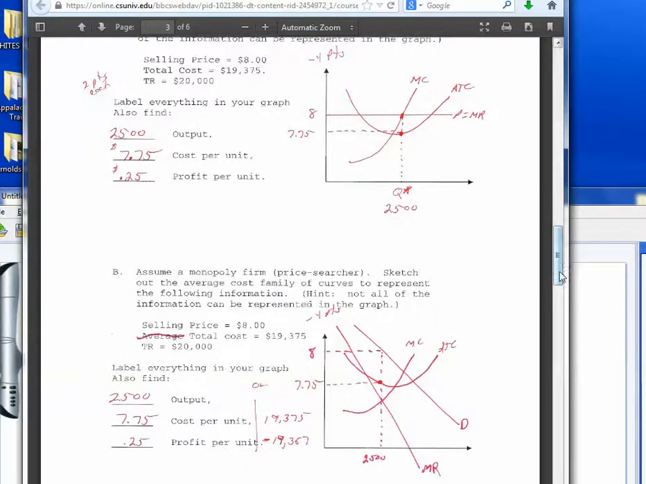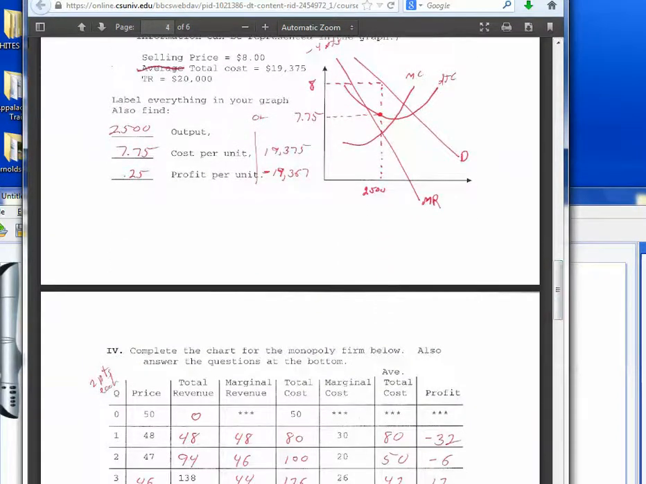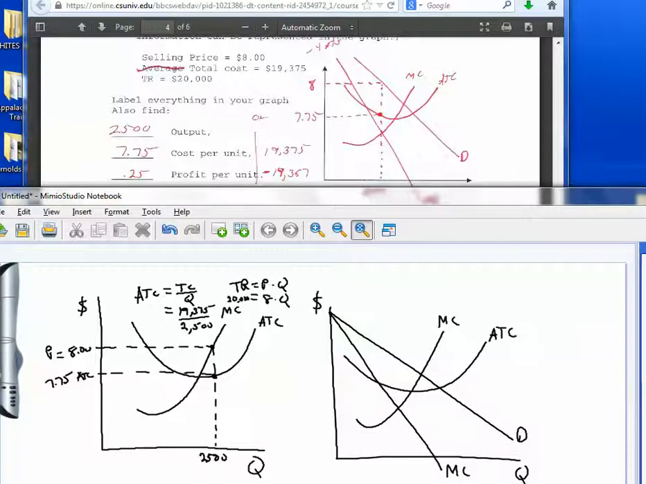In the second problem, the data is the same, except now you're given that it's a monopoly, so that'd be the second one that you see there. Again, the price is $8. So that would be here where marginal cost intersects marginal revenue.